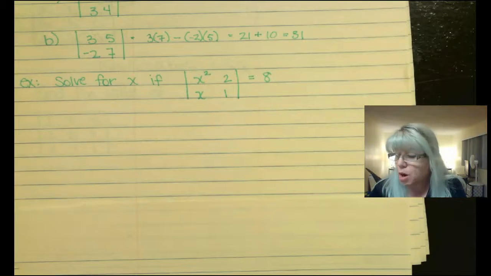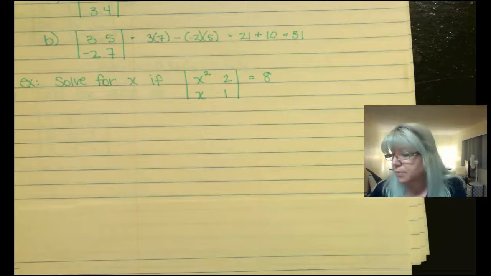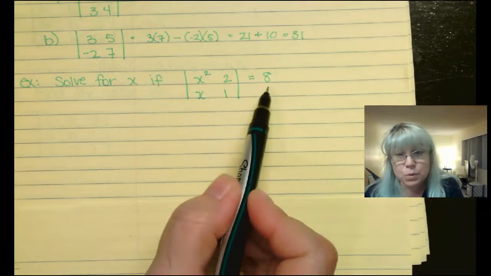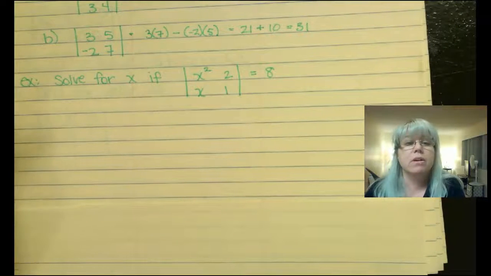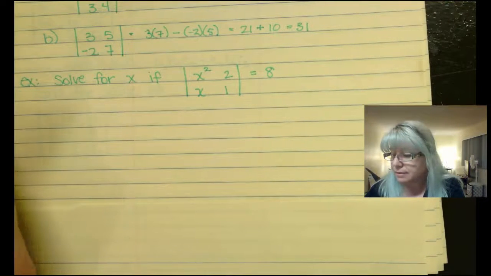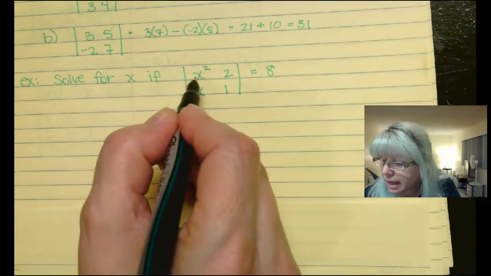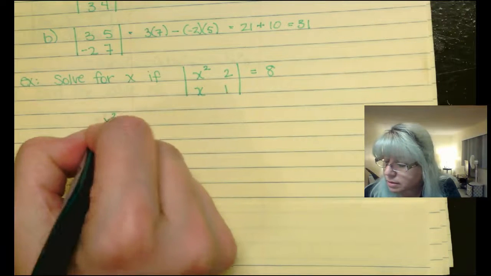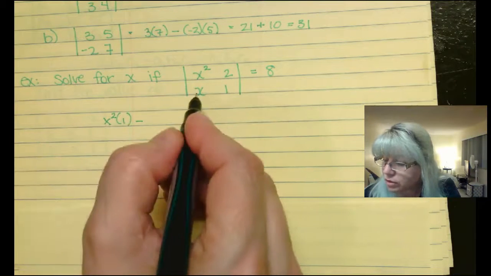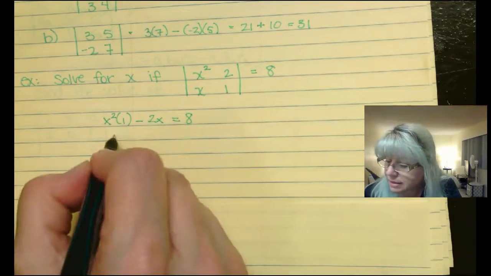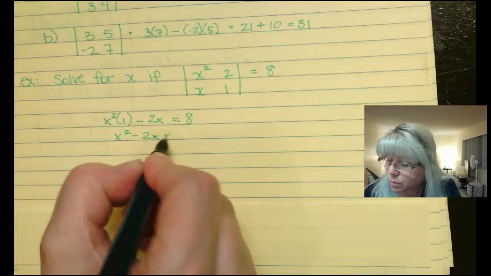A little bit more complex problem. We have a few unknowns here, so let's see if we can solve for x in this matrix by using the determinant. The matrix is x squared, 2, x, 1, and this determinant equals 8. So let's solve for x. How do I work it? Well, take the definition of the determinant: x squared times 1, minus the other diagonal, x times 2, which is 2x, equals 8. x squared minus 2x equals 8.